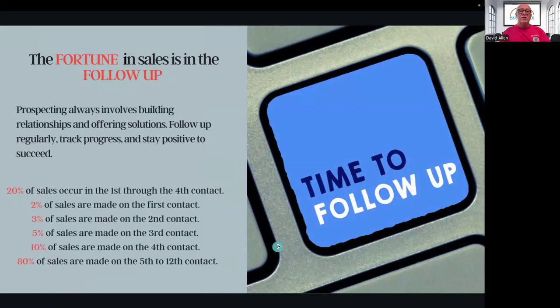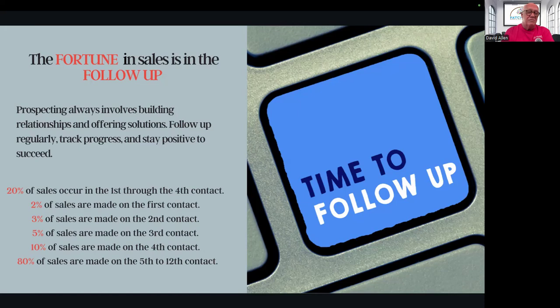So the fortune in sales is the follow-up. Prospecting always involves building relationships and offering solutions. You always want to follow up regularly, track your progress, and stay positive to succeed. The statistics show that 20% of the sales occur in the first through the fourth contact. 2% of sales are made on the first contact.